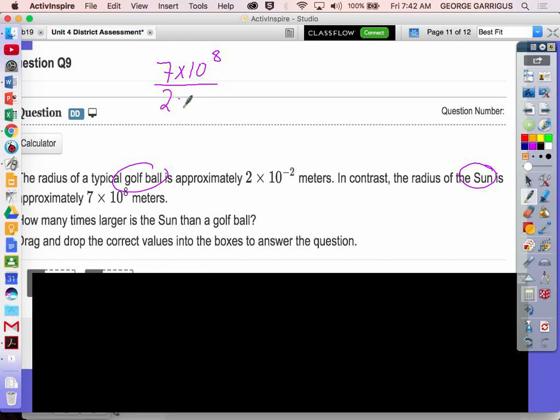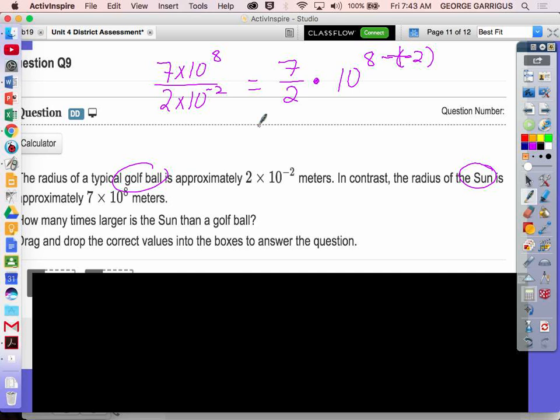So it's 2 times 10 to the negative 2. Well, the coefficient 7 over 2. And then we have times 10. The rule says that if our bases are the same, the exponents we can subtract. So we have 8 minus negative 2. At this point, we'll pause for a second. There's a song for two negatives that subtract. The rule is if you subtract a negative number, it's the same as adding that number.